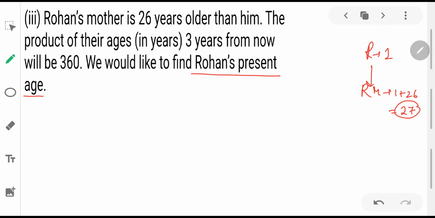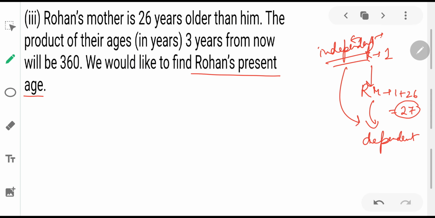Now, who is dependent here? Rohan's mother is dependent on the age of Rohan, and Rohan is independent. So, always remember this fact that in case of statement sums, we always assume the independent variable, and from the independent variable, we get the dependent variable. So, by that rule, we have to assume the age of Rohan. What age? Rohan's present age. So, how can we write it? We can write it in this format.